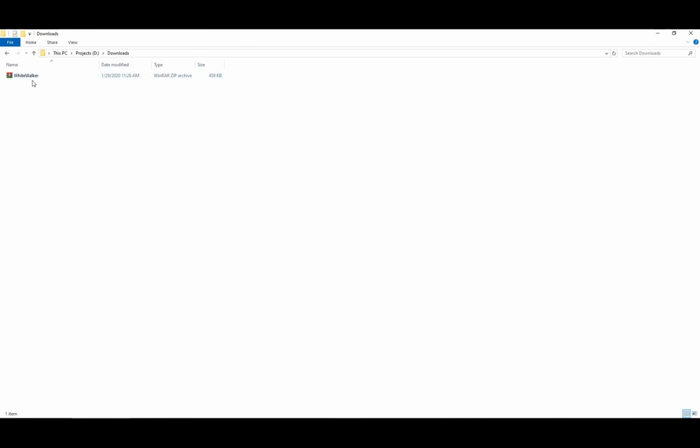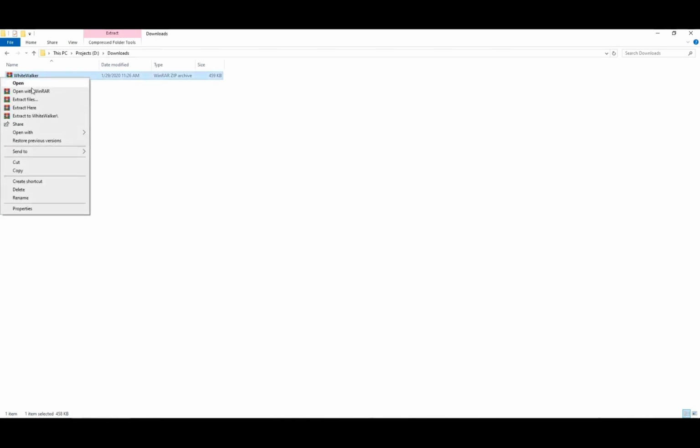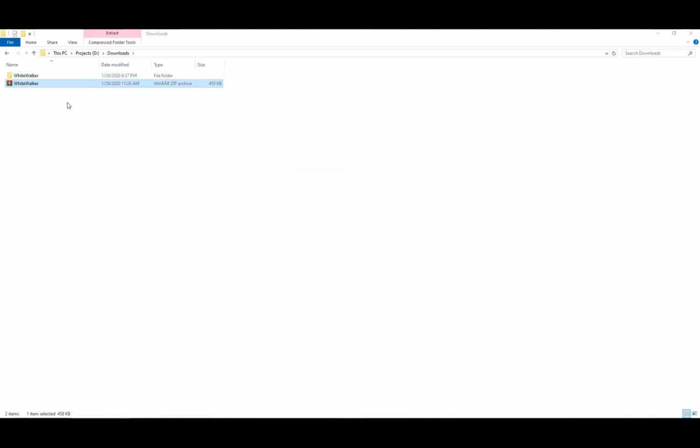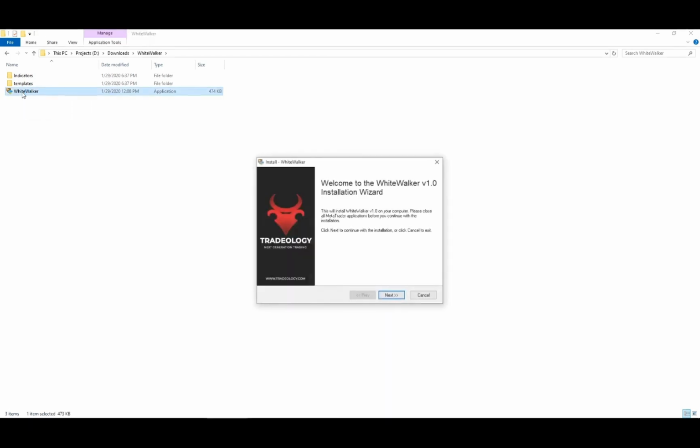Once you've downloaded the zip file to a folder, you can right click on it and extract here, or to a folder. And once you've extracted the file, you'll see some folders and the manual will be included there too. You can just click on the executable file, run it, and there we have the wizard.